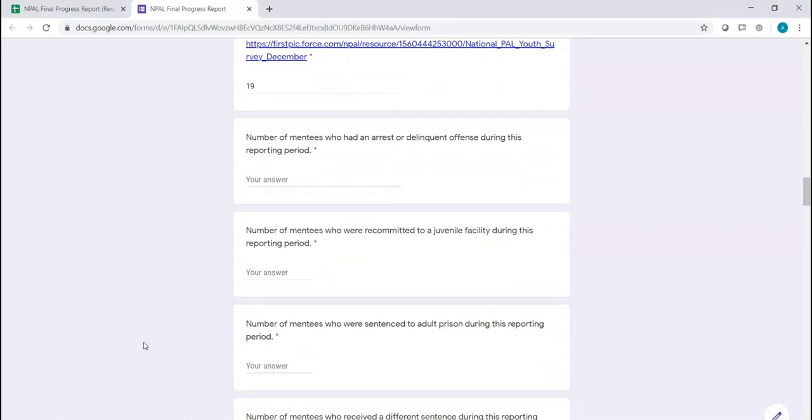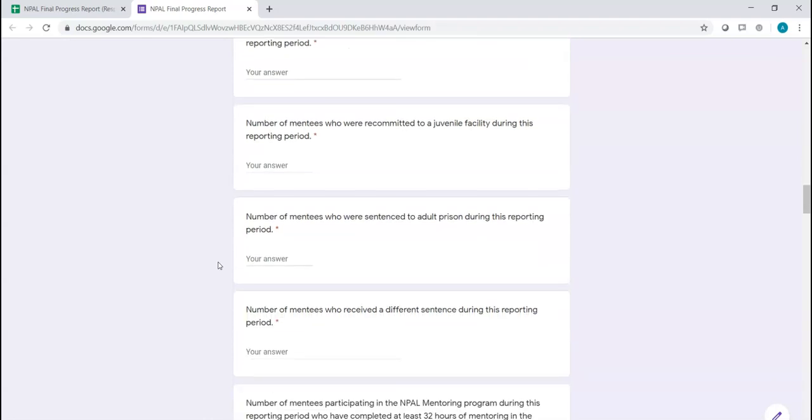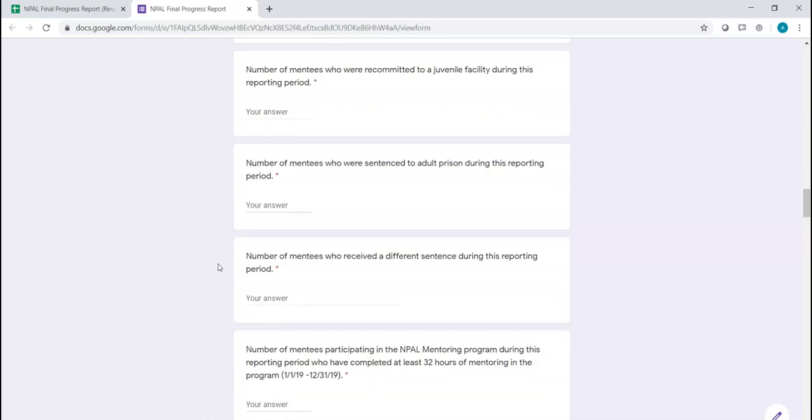And these next few questions are just related to offenses during the reporting period of any of the youth that you're serving, any of the mentees. So: arrest or delinquent offense during the reporting period, again, that's since July 1st through the end of 2019. Number of mentees who recommitted to a juvenile facility during the reporting period, again, since July 1st. Number of mentees who were sentenced to adult prison during this reporting period. Number of mentees who received a different sentence during this reporting period.